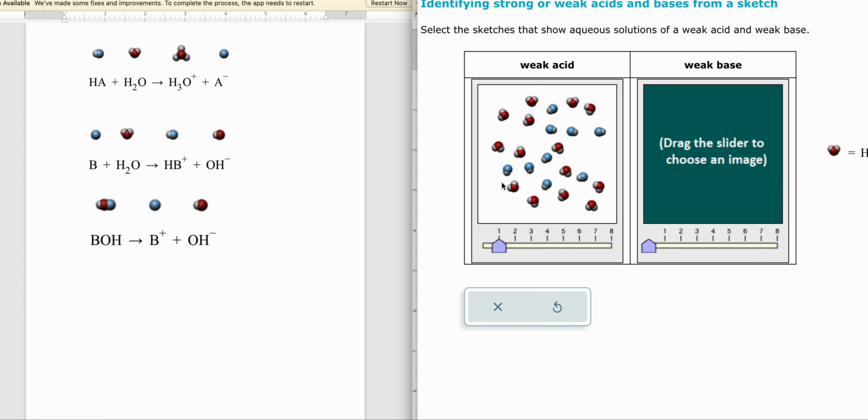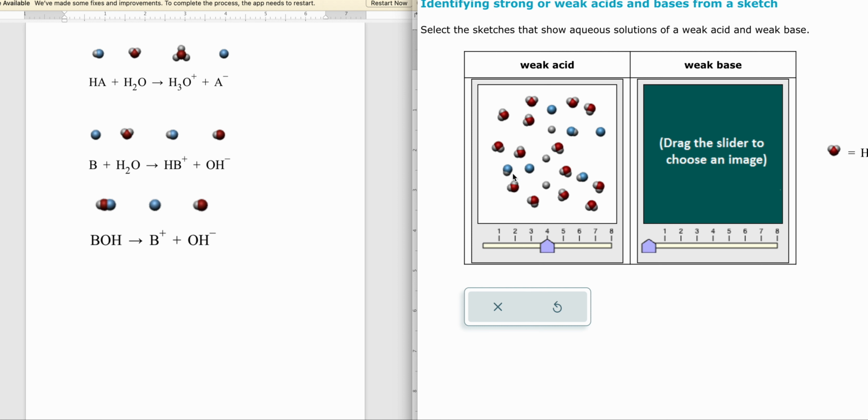So this one right here, we have a bunch of HAs. Okay, that's good. But we have no H3O pluses and no A minuses. So that didn't dissociate at all. Here we have H3O pluses, but no A minuses. Here you might look at this and go, wait, we have H pluses and A minuses, but in reality what we should have is H3O pluses and A minuses instead of just H plus and A minus. And by the way, there are no HAs here at all. So remember, we have to have some HAs if we have a weak acid.